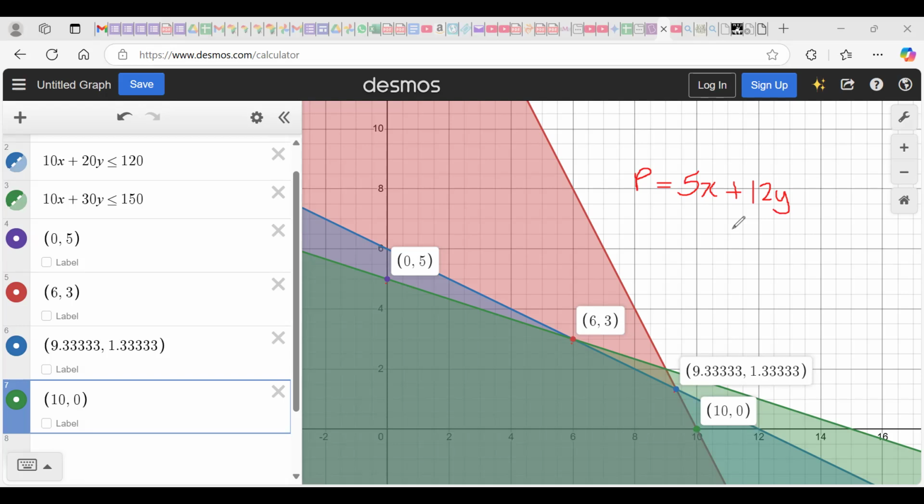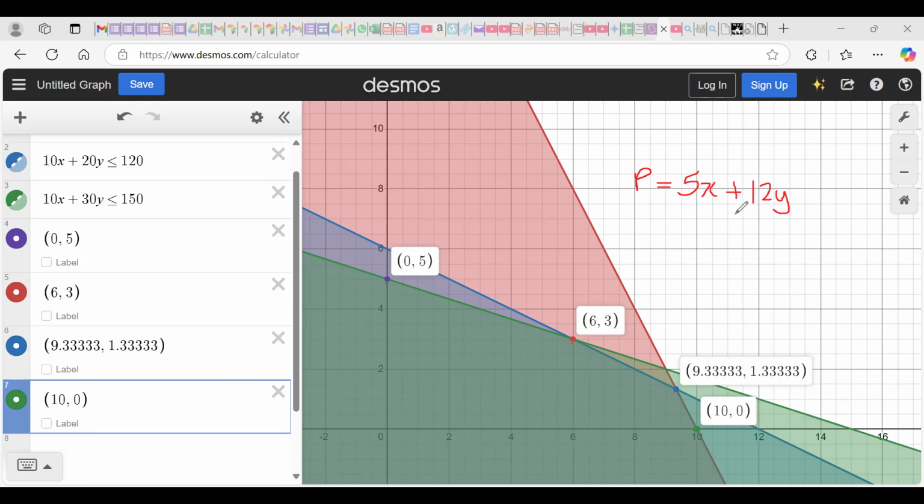Let me try the 9 and the 1. 5 times 9 plus 12. That's 57 only. And if you do the 5 and the 10 and the 0, you got 10 by 5 with only 50.